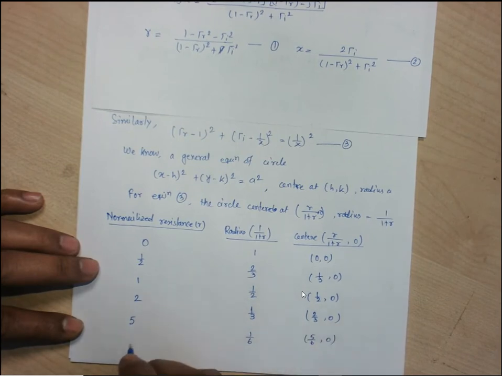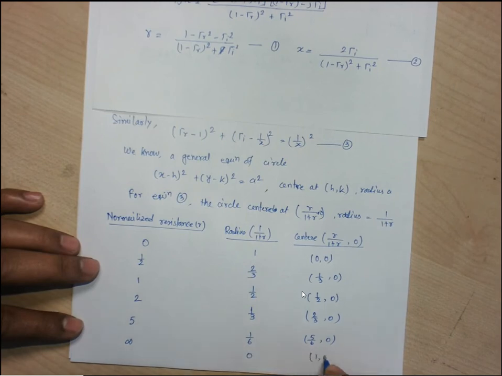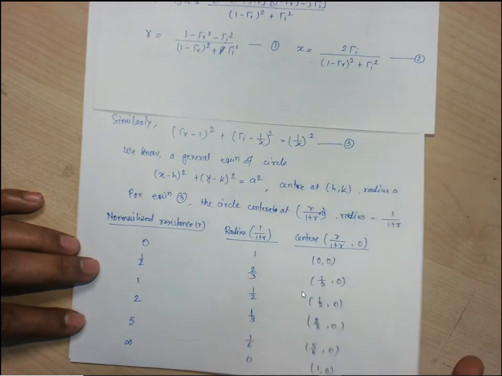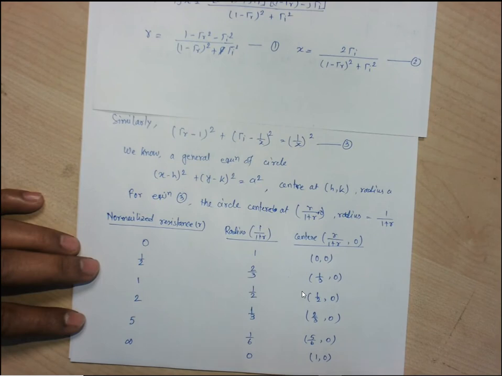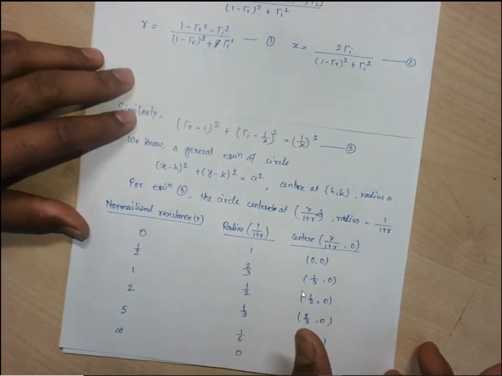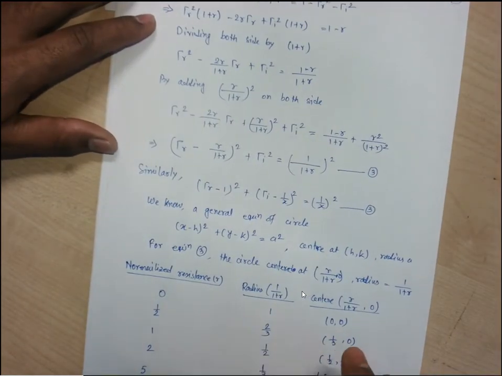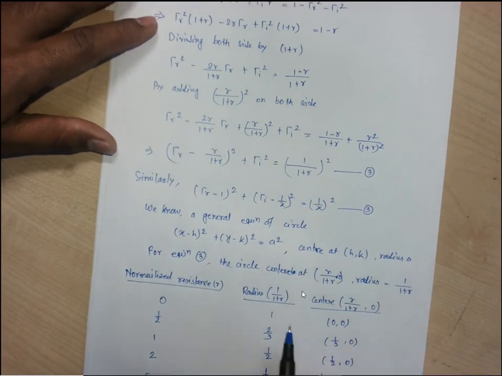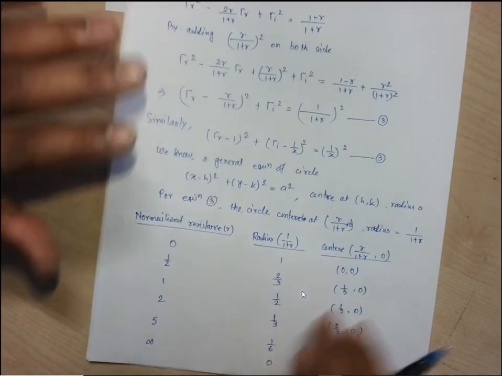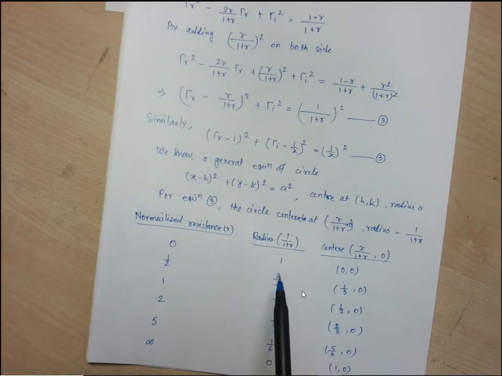Now if we have infinite resistance, that is open circuited, then the radius will be 0 and it will be centered at 1 comma 0, right? Up to this clear? So all of these values depend upon the resistance. So if we start drawing our circles based on different radius and center, first we can identify from all of this that the maximum radius is 1.